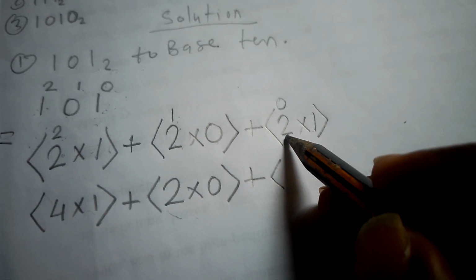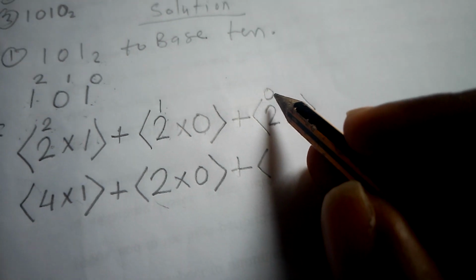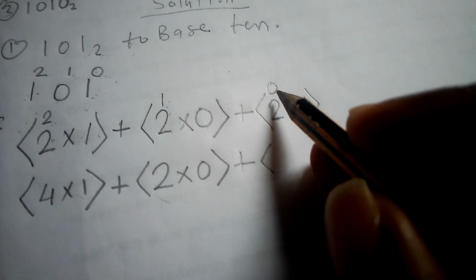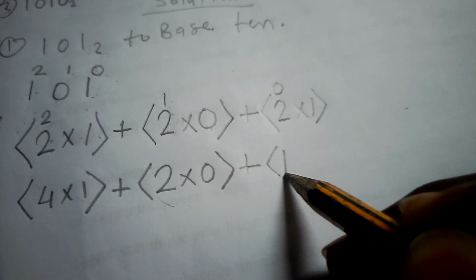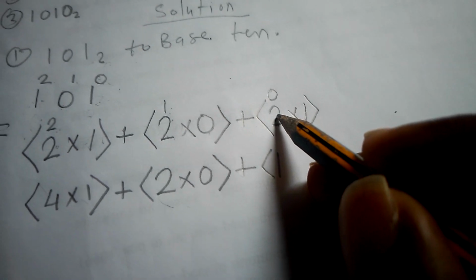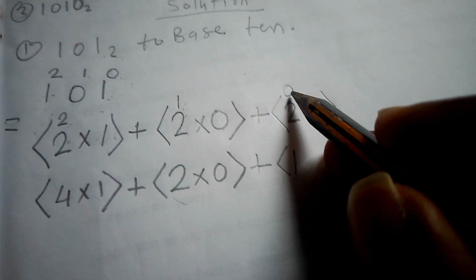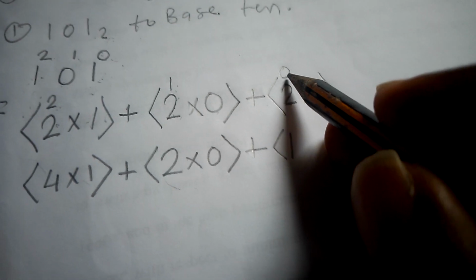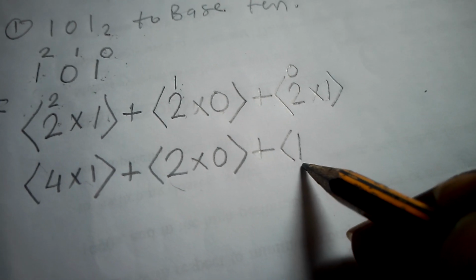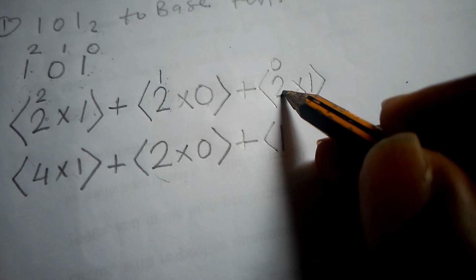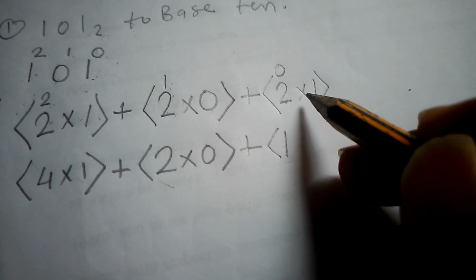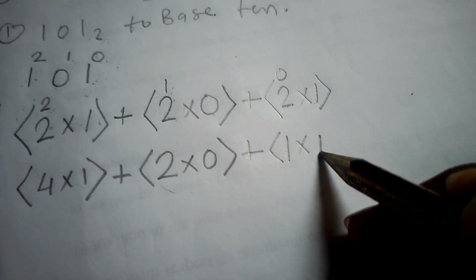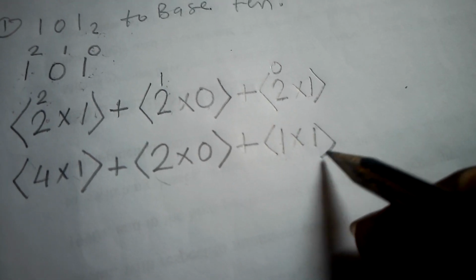Now, this is 2 raised to power 0. Don't get confused. Anything raised to power 0 will give you 1. Assuming this is 5, and it is 5 raised to power 0, my answer will still be 1. So take note. Anything raised to power 0 will give you 1. Is that clear? So now this 2 raised to power 0 has given us 1 times 1, which is the one over here. Then close my brackets.